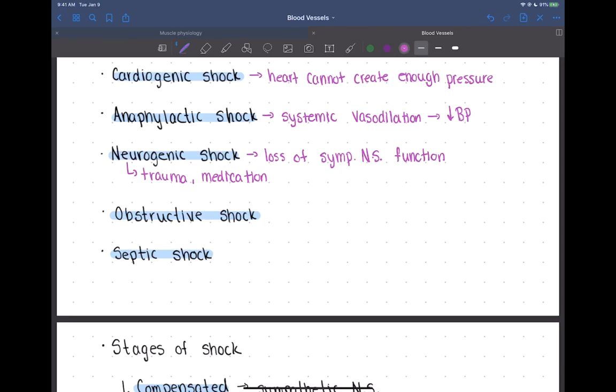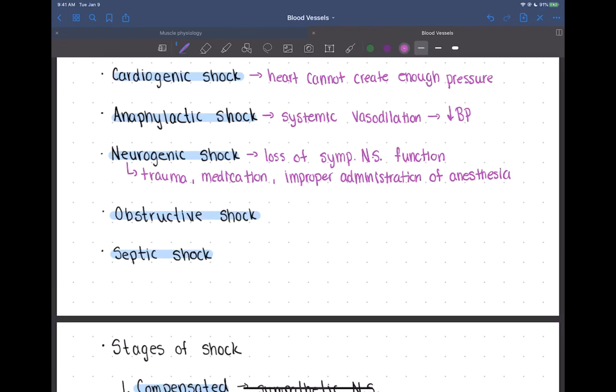And then one other thing that can happen is with an epidural, if that's improperly administered. Improper administration of anesthesia to the spinal cord can cause that problem, that loss of function to the sympathetic nervous system. So anesthesia. Okay, so that is neurogenic shock.